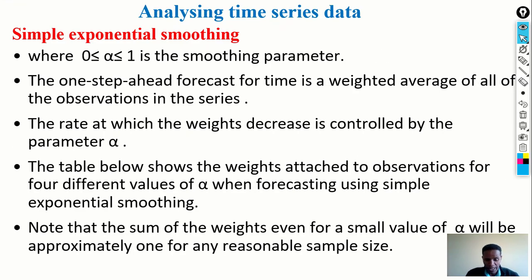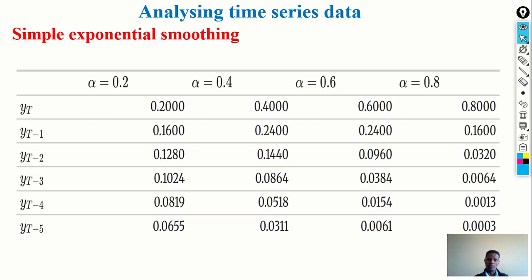The table in the next slide shows the weights attached to observations for different values of alpha when forecasting using the simple exponential smoothing method. Note that the sum of the weights, even for a small value of alpha, will be approximately 1. If you sum up all the weights given to all observations, the sum will finally be 100%, or 1. So have a look at this table.